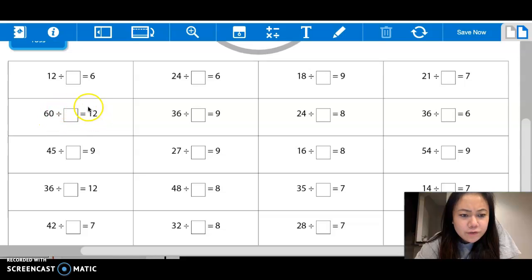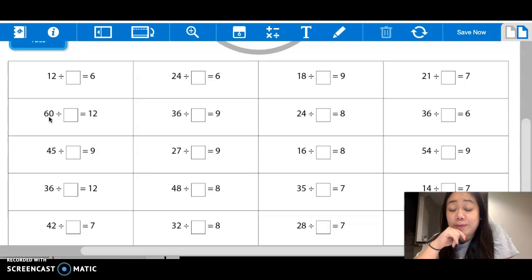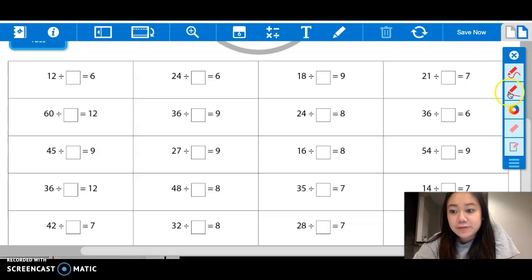Is 12 times 5 60? I could use page 18 in my workbook, or I can count by 12. Luckily, I'm good at counting by 12, so I'm going to count by 12 5 times. 12, 24, 36, 48, 60. It is 5. So once you find out that it's true, you're going to write 5 in it.